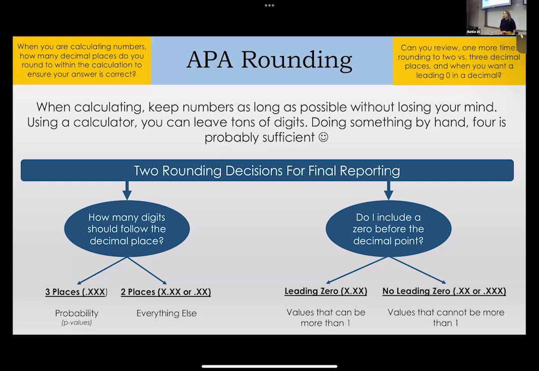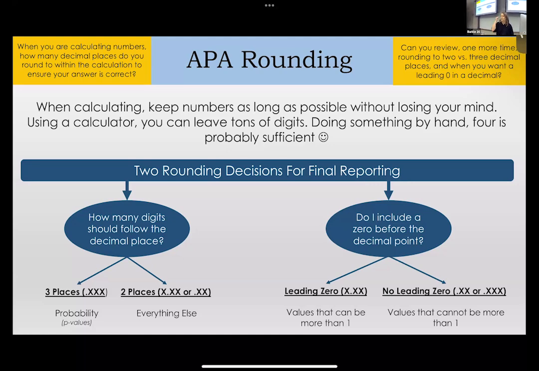But what I really care about more than that is your final answer, right? Because that's the only thing that APA really governs. So there are 2 rounding decisions that you have to make when you're giving a final answer. The first is, how many digits should I follow after the decimal place? And the second is, should I include a leading 0? So when I'm deciding whether to put 3 digits after the decimal place or 2, it's pretty simple. Probability is the only thing that gets 3 digits. Everything else under the sun in stats gets 2, because we care about the specificity of probability.